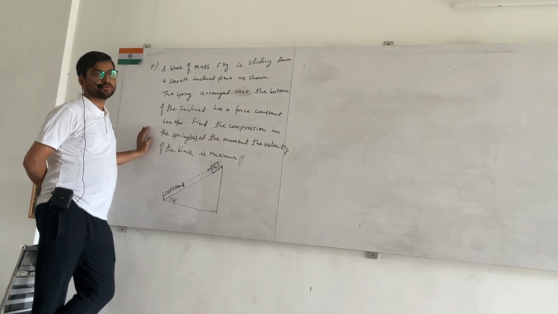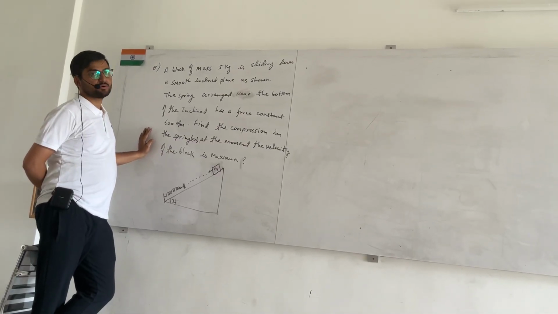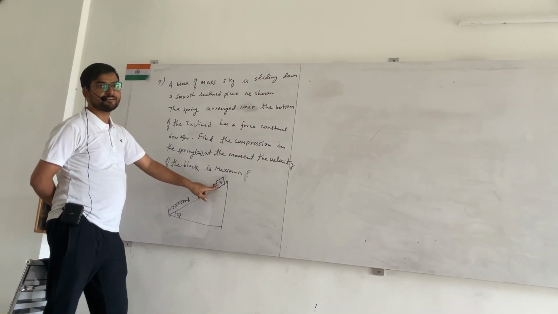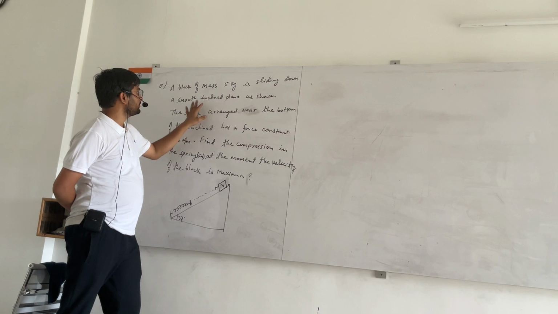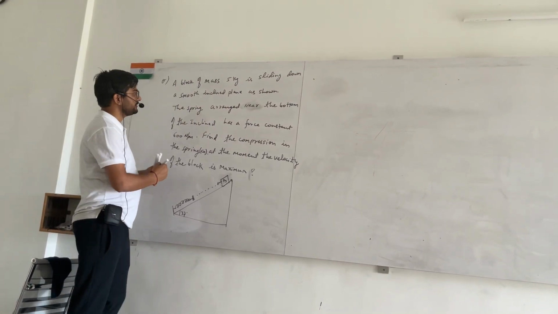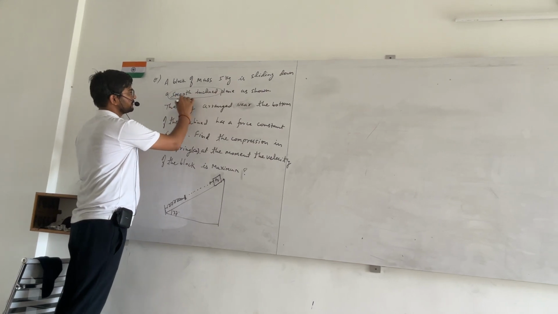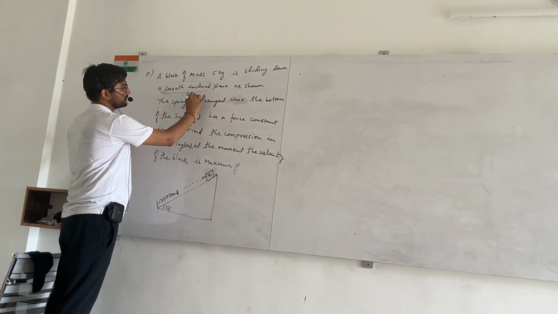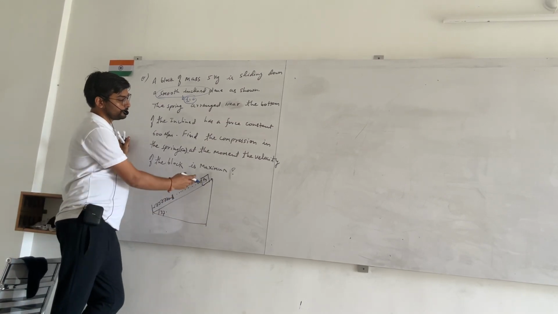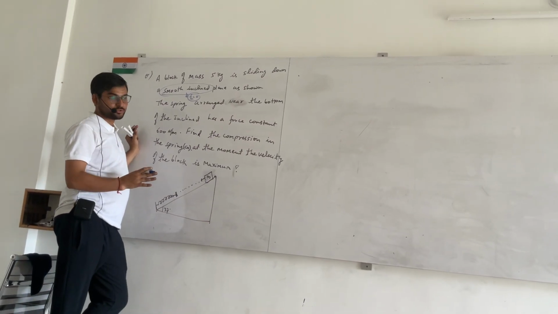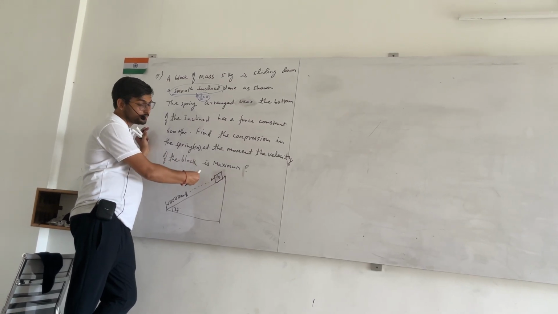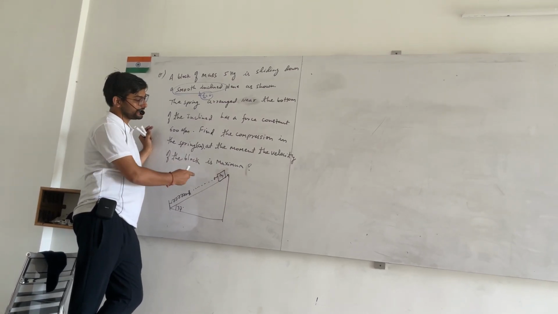Thank you. So, dear students, the question says that a block of mass 5 kg is sliding down a smooth inclined plane. What is a smooth inclined plane? According to a smooth inclined plane, we know that there is no friction, so the friction force is equal to 0 in this case. So the block is sliding down by the force which is only the component of mg acting downward on the block.